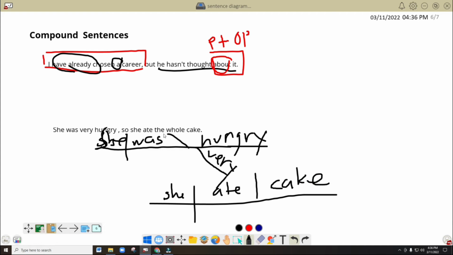Now we have more words here, the and the whole. Does it describe ate? No. They both describe cake. Now it's also not a preposition plus an object of the preposition, because we don't have a preposition in here. So we'll just have here a diagonal line. So she ate cake. So she ate the whole cake.